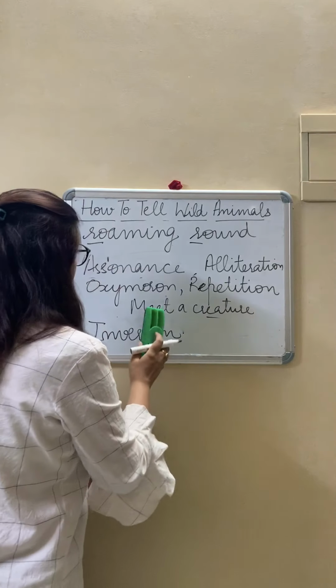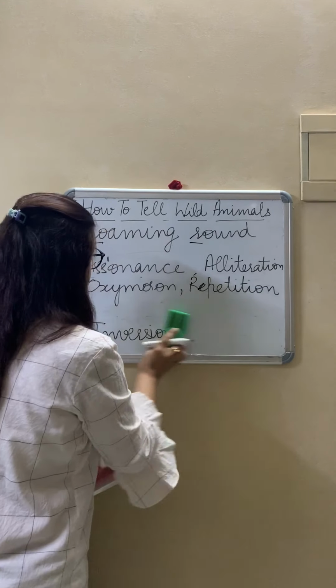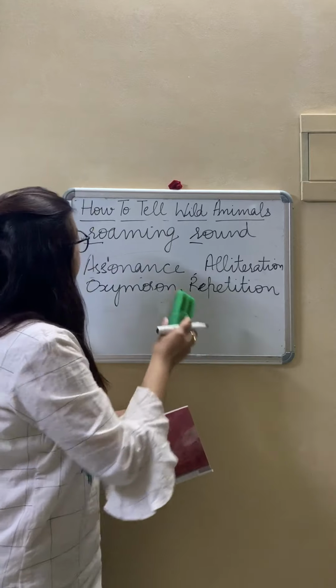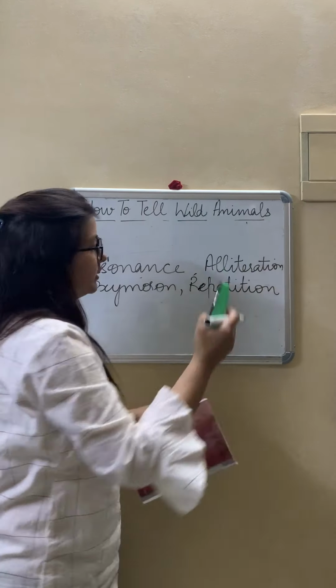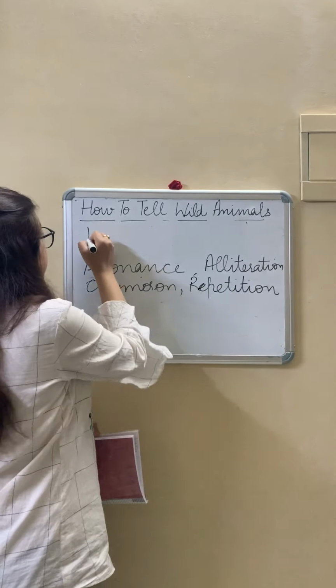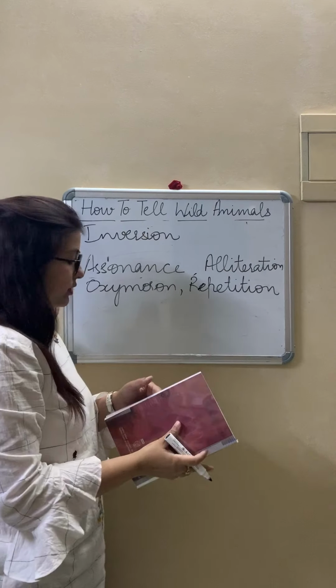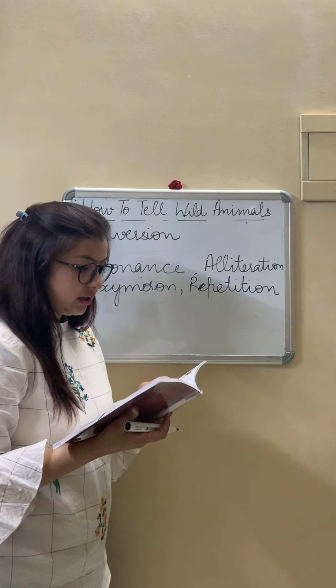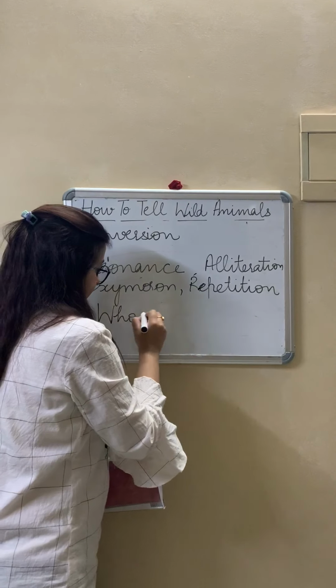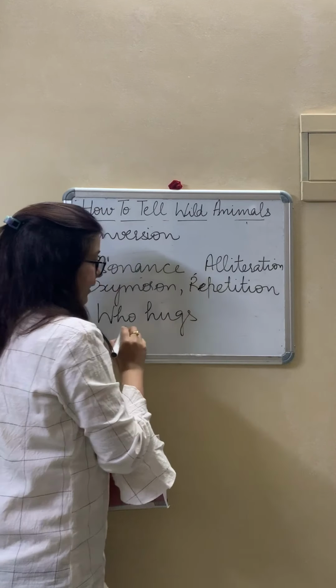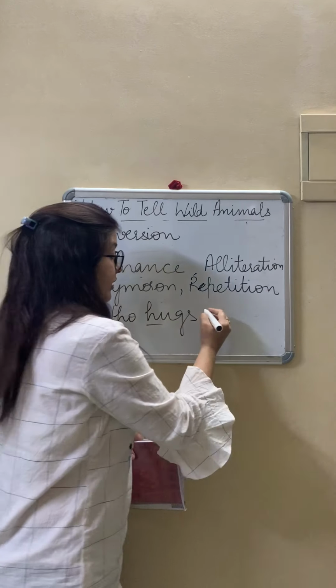Now see, this is important. Pay attention. Inversion, I'll write here. Inversion. These are the poetic devices we found till now. Okay, so who hugs? Now this is an example of alliteration.